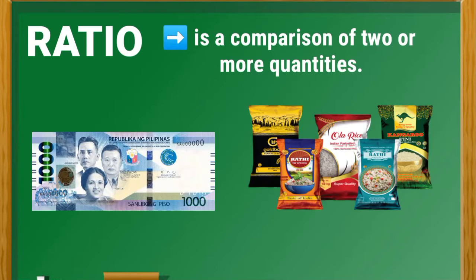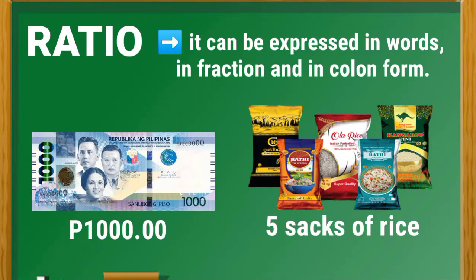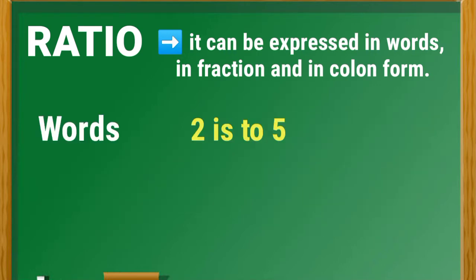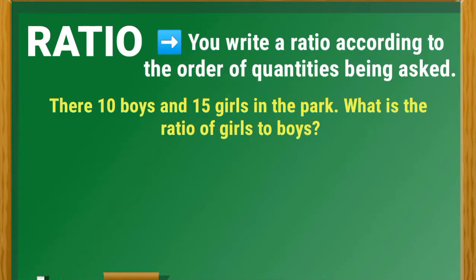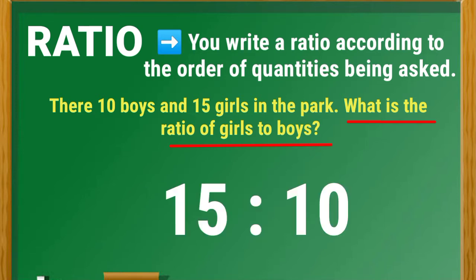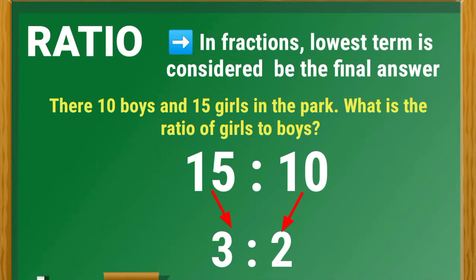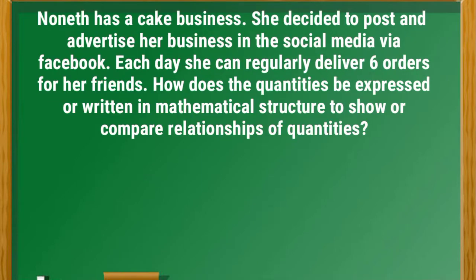Ratio is a comparison of two or more quantities. It can be expressed in words. Example, 2 is to 5. You can also express it in fraction form, 2 over 5, and in column form, 2 is to 5. You write a ratio according to the order of quantities being asked. In fractions, lowest term or simplest form is considered the final answer.